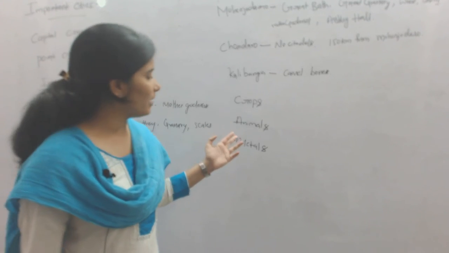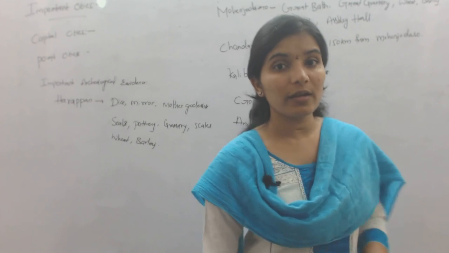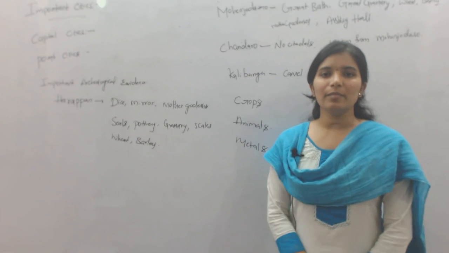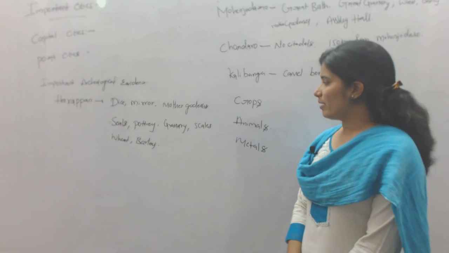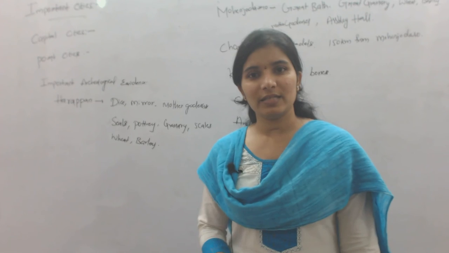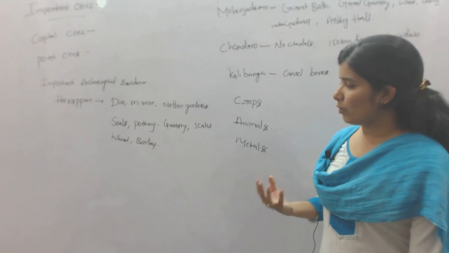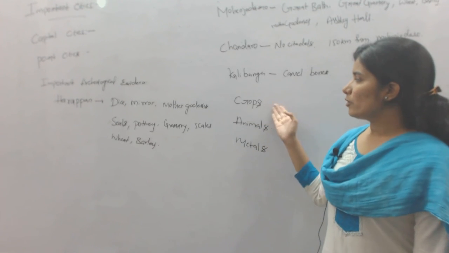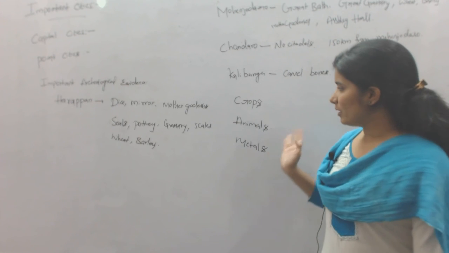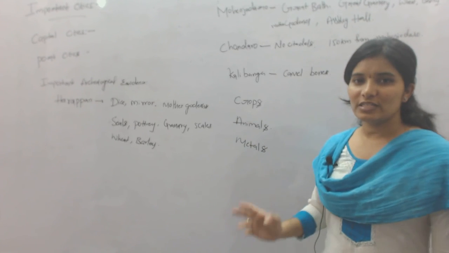Crops, animals and metals are important. Why are crops important? Because agriculture is the main primary sector for every industry. Like in India or other places, food is important for every person. So crops like rice, wheat, and barley were very important products in the crop pattern of the Indus civilization.